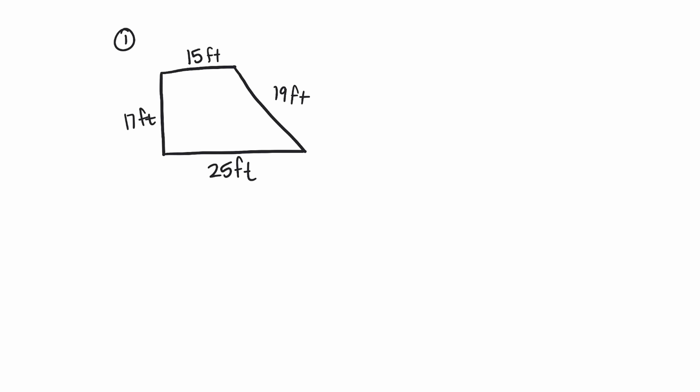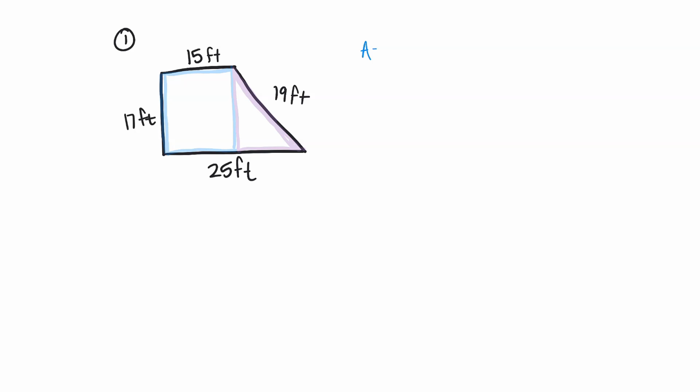So looking at our first problem here, we have a polygon, and a polygon is a shape that's made up of other shapes. So I can see here that this one is made up of a rectangle as well as a triangle. So in order to find the area of this shape, I'm going to find the area of the triangle and the rectangle and then add those together.